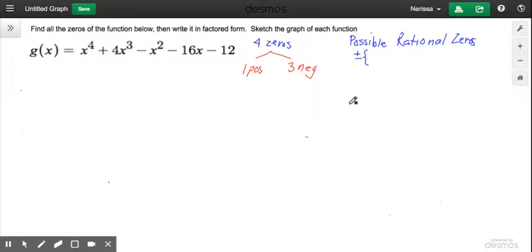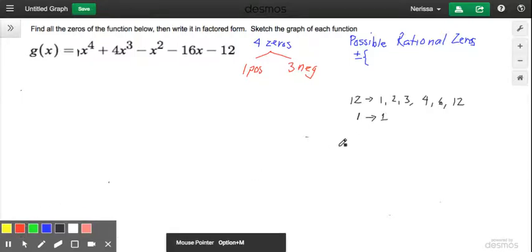We take the constant term, which is 12. We find the factors of 12, which are 1, 2, 3, 4, 6, and 12. And then we take the leading coefficient. If we don't see it, it's understood to be 1. This is the constant term, and this is the leading coefficient. So the leading coefficient is 1, and the factors of 1 will only be 1.